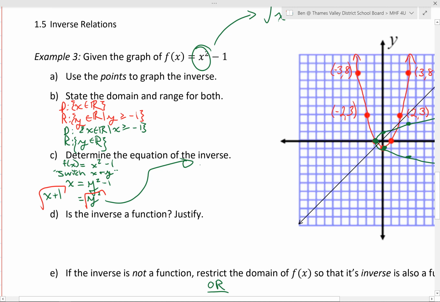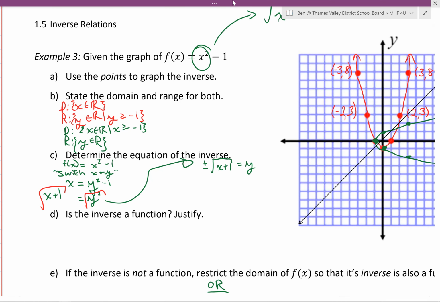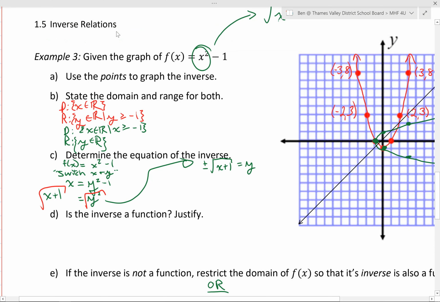So that means we must be working with plus or minus the square root of x plus 1 equals y. And here, from this plus or minus, you see that the number of outputs for each input will be 2. For every single input that goes into this inverse, we're going to have 2 outputs, and that might predict whether we're working with a function or not.